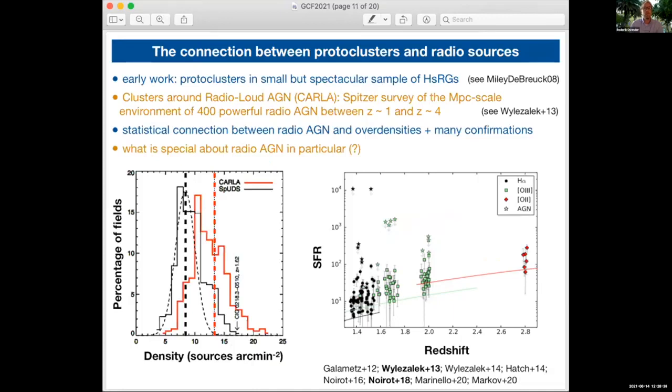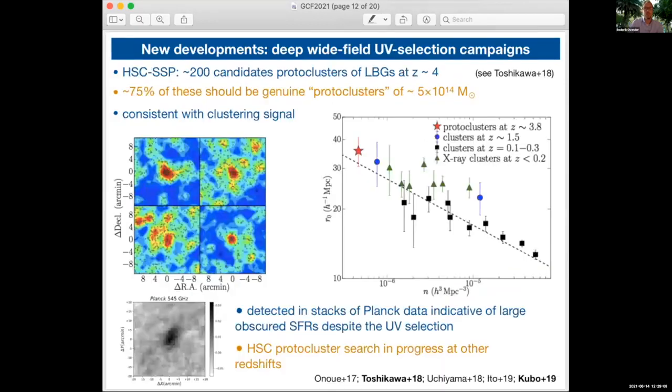It was a Spitzer survey of 400 powerful radio AGN at high redshift. And this really showed for the first time the statistical connection between radio AGN and galaxy overdensities, and has led to many confirmations since. It is still not quite clear to me, at least, what is so special about the radio AGN in particular that makes them these interesting probes of forming clusters. And maybe this is something we can discuss during this conference.